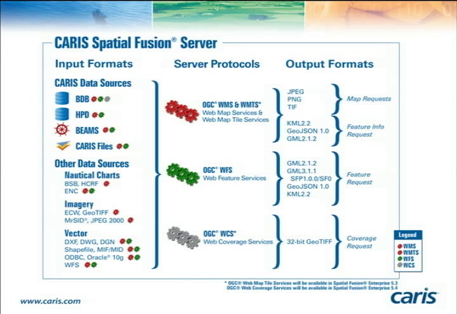WMS and WMTS support draw output formats such as JPEG, PNG, and TIFF for map display, as well as KML, GeoJSON, and GML for selection and extraction through feature info requests. Another server protocol is WFS, which supports GML, KML, and GeoJSON as output formats, which are used for selection and extraction of feature requests. Also note WCS, or Web Coverage Services, will be available in version 5.4 for gridded data.